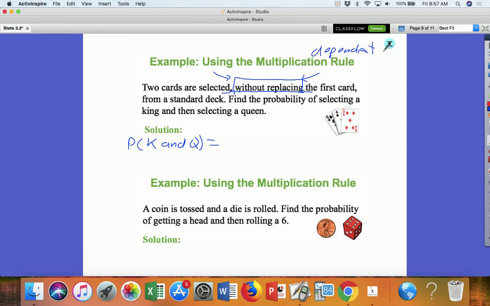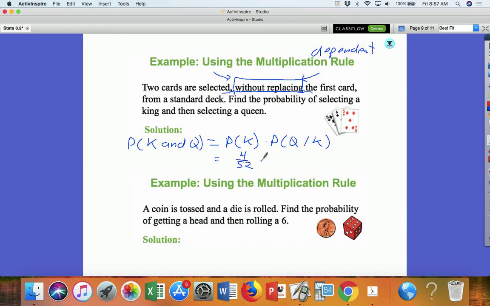So we're going to use our dependent formula here, which would be the probability of drawing a king first times the probability of drawing a queen, given that we drew that first king. So this is what? No restriction. 4 out of 52, which would be 1 out of 13 if you wanted to simplify it, but we don't need to do that. Or should we? Should we do that? No?